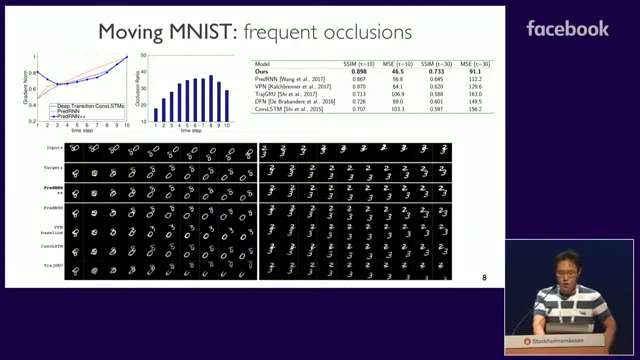And we test our model on two video prediction datasets. The first one is moving MNIST. We found that the moving MNIST dataset is quite challenging because there are frequent occlusions in this dataset. As you can see, two digits are flying in the video, and they overlap from time to time, both in the input sequence and the target output sequence.